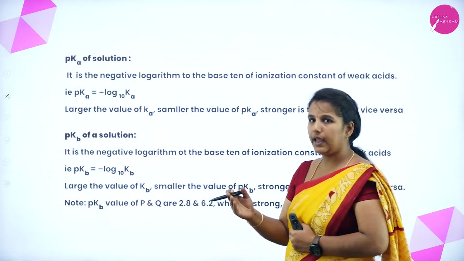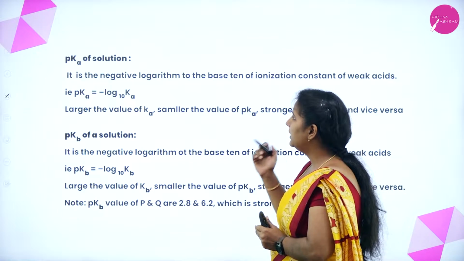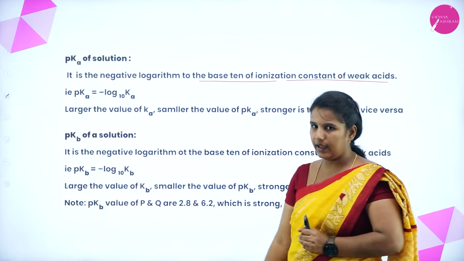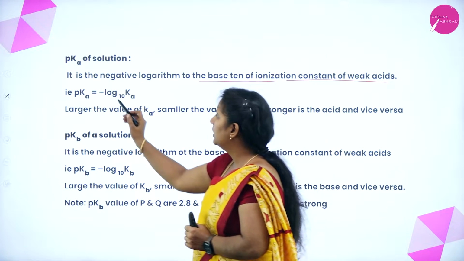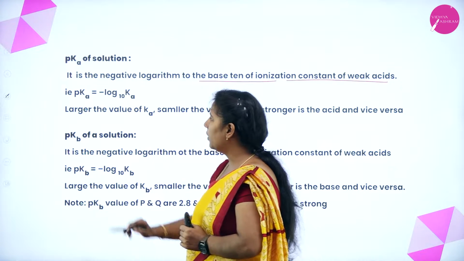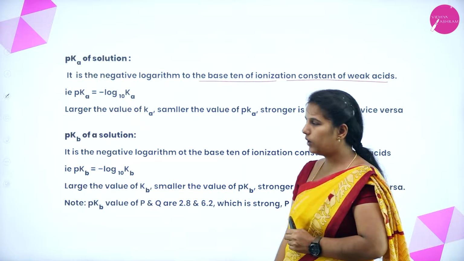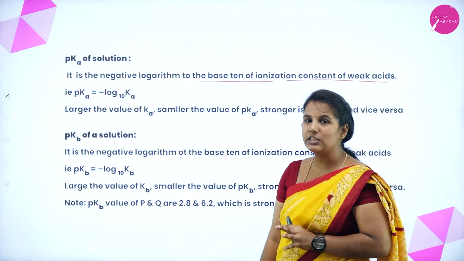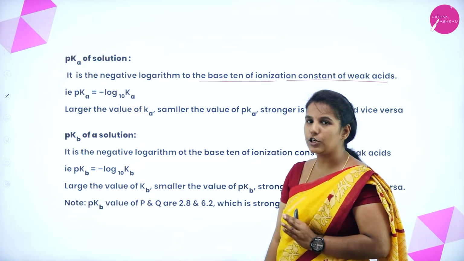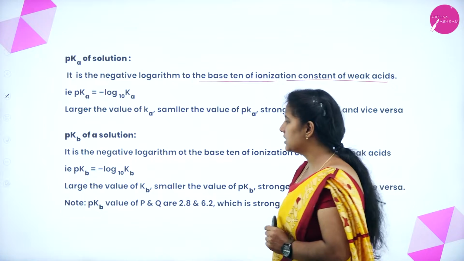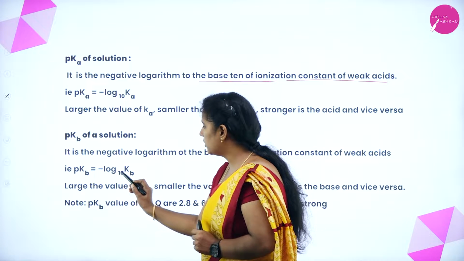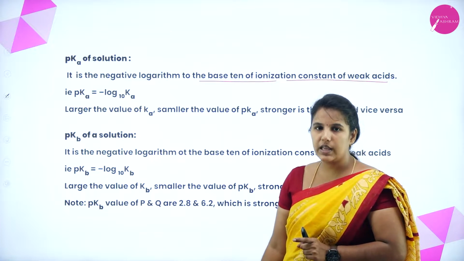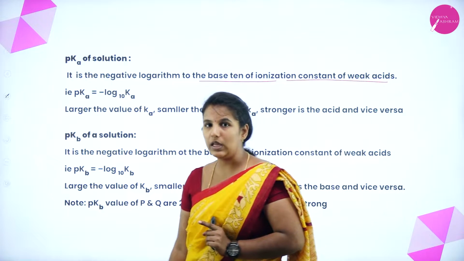So what is the pKa? pKa is nothing but a negative logarithm to the base 10 of the ionization constant of a weak acid, and it is equal to negative log base 10 of Ka. Similarly, pKb of the solution can also be defined as the negative logarithm to the base 10 of the ionization constant of weak bases. So pKb is equal to negative log 10 of Kb. What is Kb? The ionization constant of a weak base.